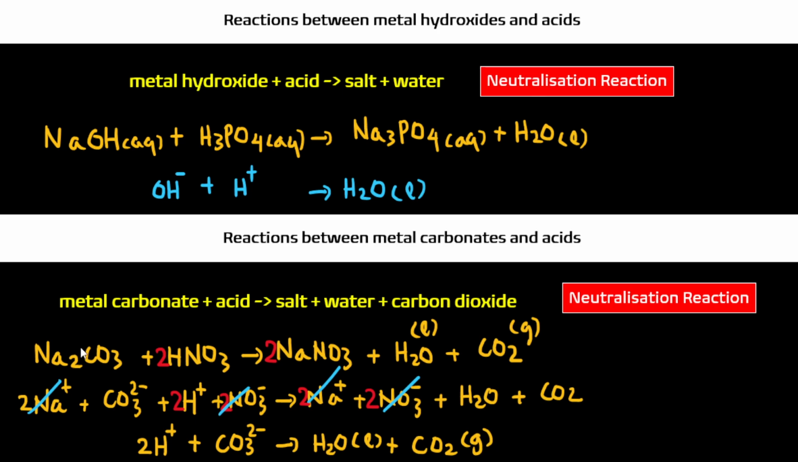Alright, so again, balance your equation as well. 2 hydrogen, 3 oxygen, 3 oxygen, 1 carbon, 1 carbon. The total charge on the left side is plus 2 and minus 2, so 0. The total charge on the right side is 0. This is a neutralization reaction because the CO3 2- ions from Na2CO3 have neutralized the H+ ions from HNO3.